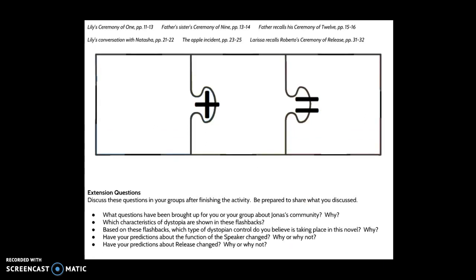On the last page, there are 6 different flashbacks listed. Your teacher will circle one for your group, and you will be completing this puzzle for that flashback. You will need to cite 2 pieces of evidence that help you come to a conclusion or make an inference about Jonas's community. If you finish early, please take a look at the extension questions on the bottom of the last page. Discuss those questions in your groups after finishing the activity, and be prepared to share what you've discussed with the rest of the class.